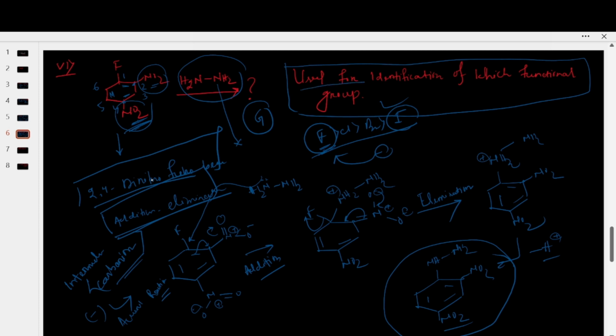Then why is this 2,4-dinitrofluorobenzene used? It is used for identification of what?